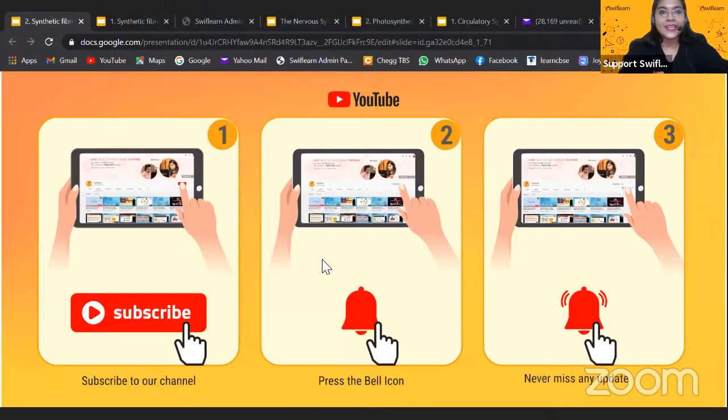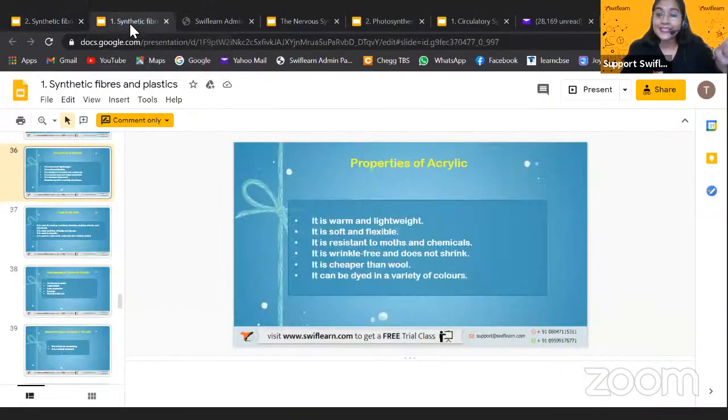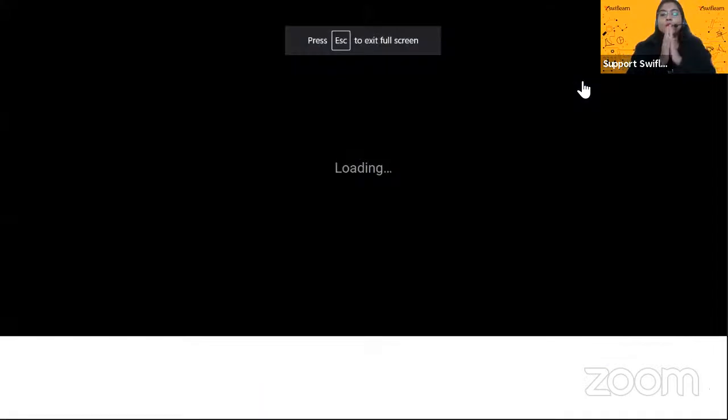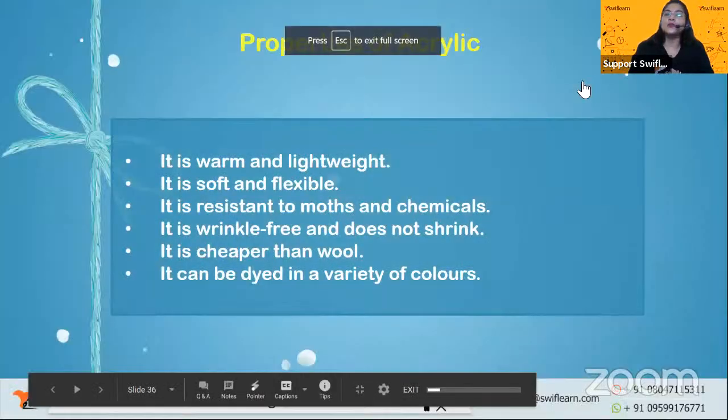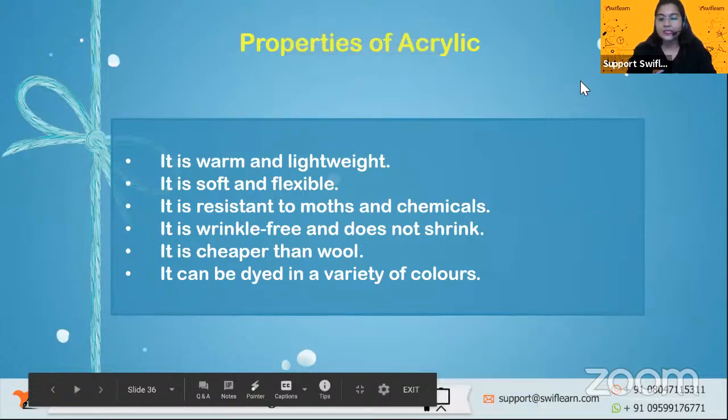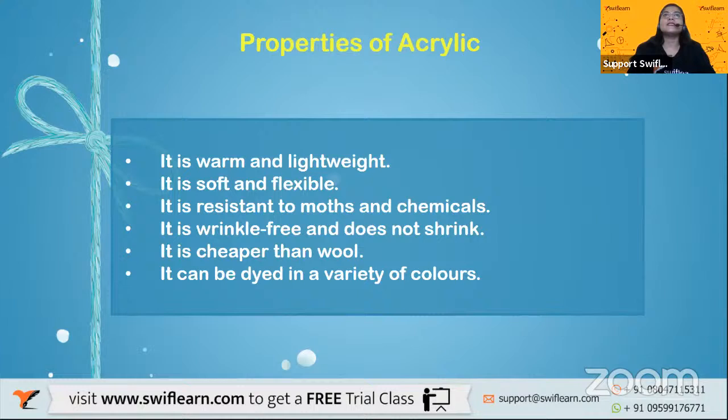Now, let's start where we ended in the last session. In the last session, we started with the topic present in CBSE class 8, that is synthetic fibers and plastic. We have already completed the details of three synthetic fibers, that is rayon, polyester, and nylon. And we started with acrylic. This is the fourth one and the last one which you have in your syllabus.